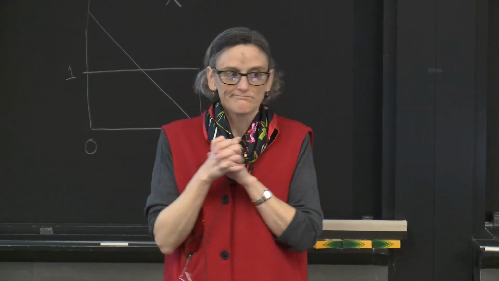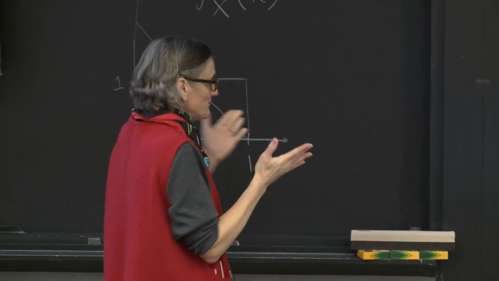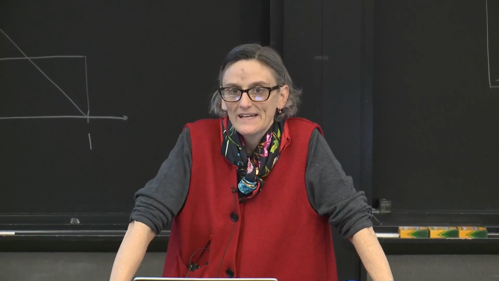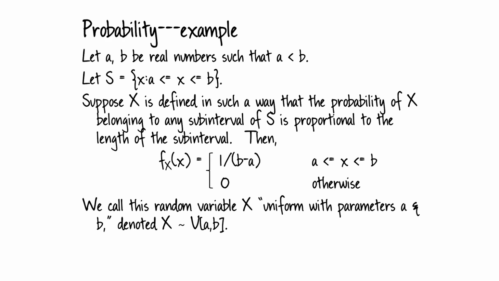Okay, other questions? Nope. Okay, so let me go through an example. So let a and b be real numbers such that a is less than b, okay? So a, b defines an interval on the real line. And suppose that we have a random variable x, defined in such a way that the probability of x belonging to any subinterval of [a, b] is proportional to the length of the subinterval, okay? This isn't a formal proof, but you might be able to convince yourself that the probability density function of that random variable will take this form.